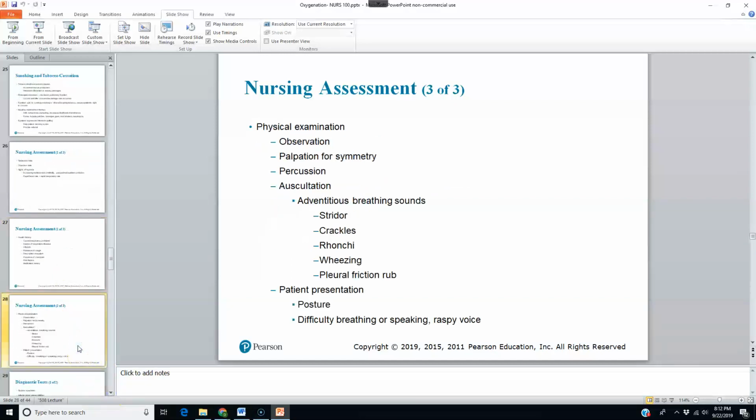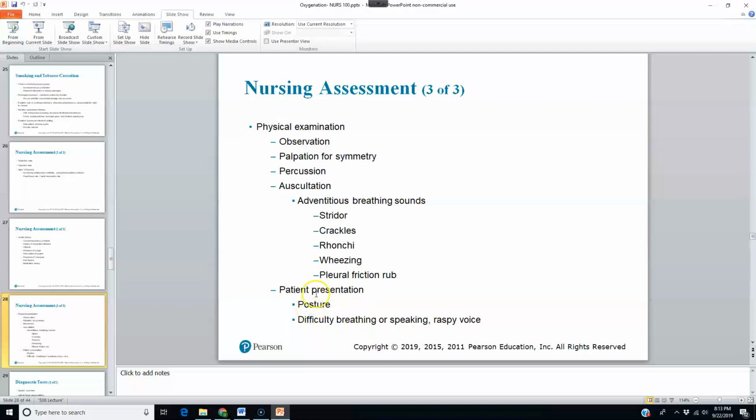Physical exam, observation. This is that visual assessment where we look at the patient and then we auscultate and then palpate. We aren't percussing here in Nursing 100, and these are adventitious breath sounds. These are the abnormal ones. Does the patient demonstrate stridor, crackles, rhonchi, wheezing, or a pleural friction rub? How does the patient present?